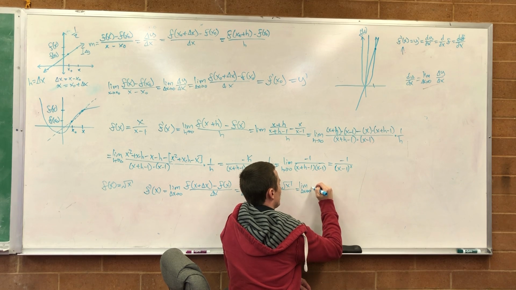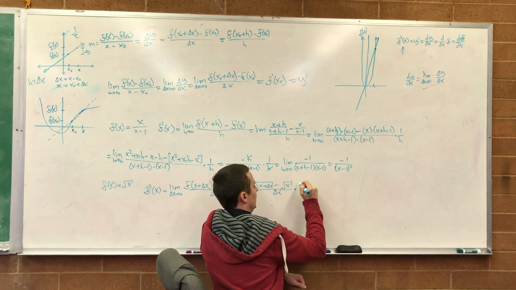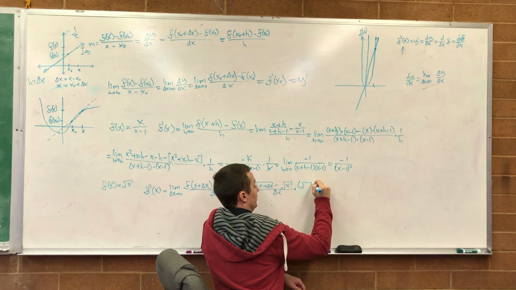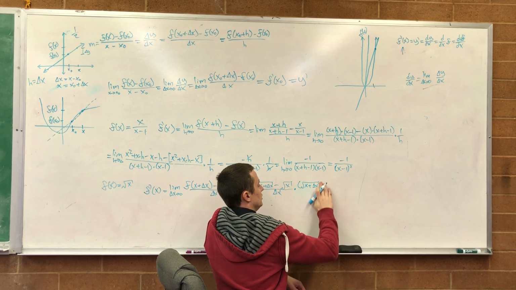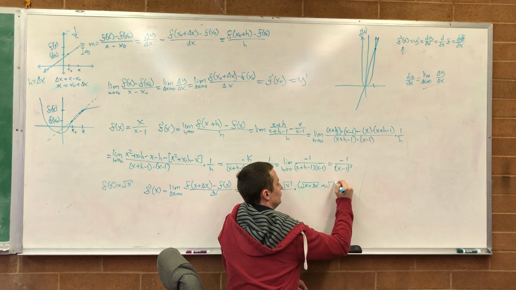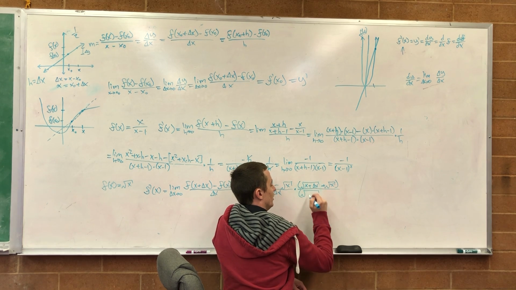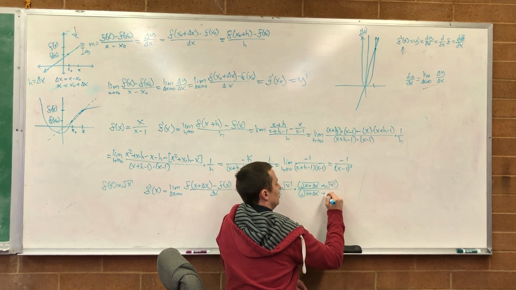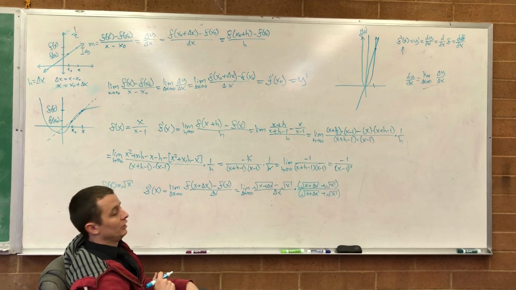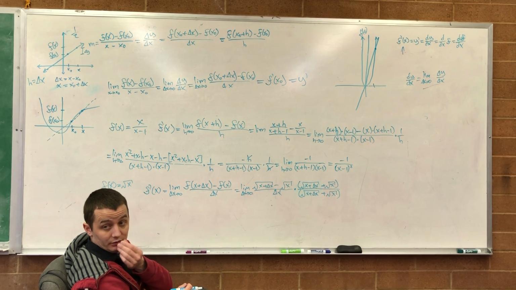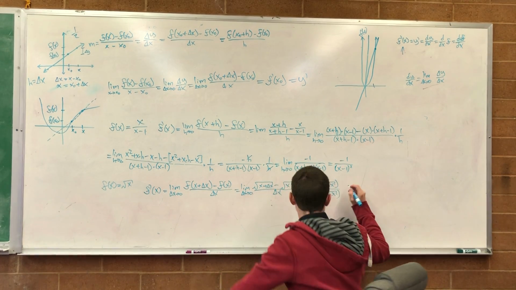So this is going to be equal to the limit as delta x goes to 0 of, well, I'll just write right here. We're going to take this and multiply top and bottom by square root of x plus delta x plus the square root of x, all over square root of x plus delta x plus square root of x. Remember, we can always add 0 or multiply by 1. In this case, we multiplied by 1. Okay. Good?